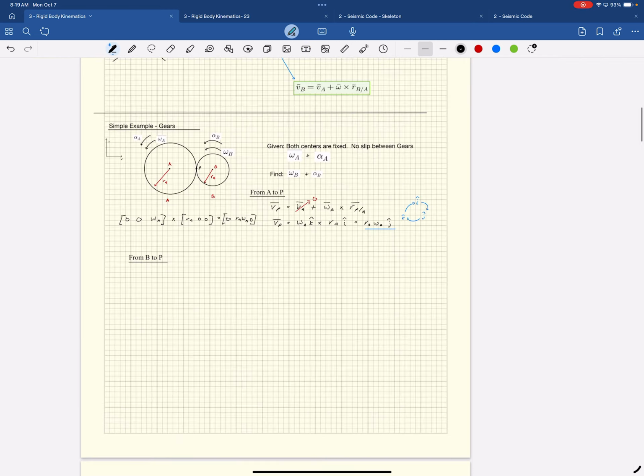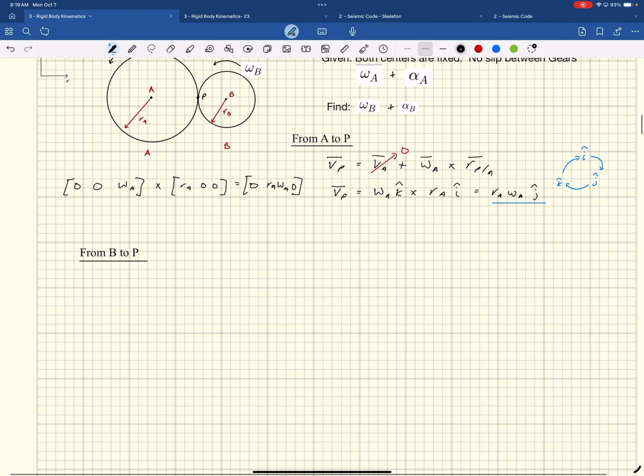You can do whatever you want. You step around however you want to step around. Like I said, I'm going to do this one where I go A to P, P to B, and I'm going to set those velocities at P equal to each other, and out will pop the ratio. But you could go A to P and then P to B, and then just enforce that B has velocity of 0, and then out will pop the same answer. Either one.